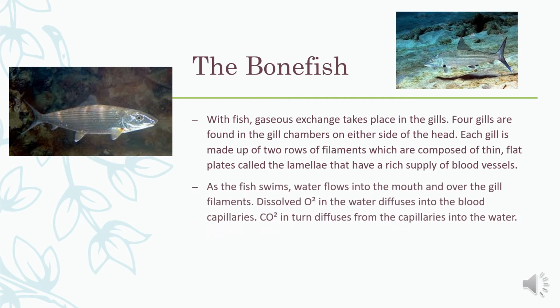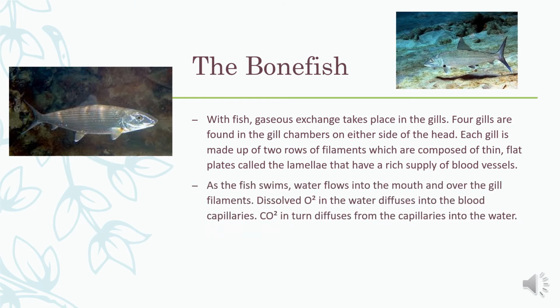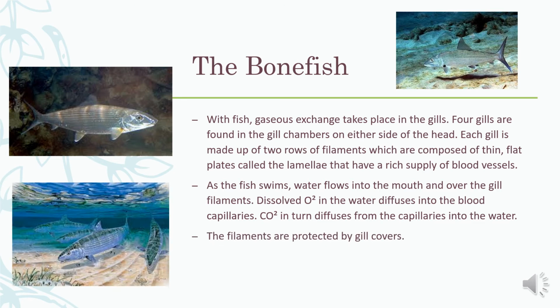Now, as the fish swims through the water, water flows into the mouth and over the gill filaments. Now, it dissolves the oxygen in the water that diffuses then into the blood capillaries, and the carbon dioxide diffuses from the capillaries into the water. So the oxygen diffuses into the blood and the carbon dioxide diffuses then out. Now, the filaments are protected by gill covers.